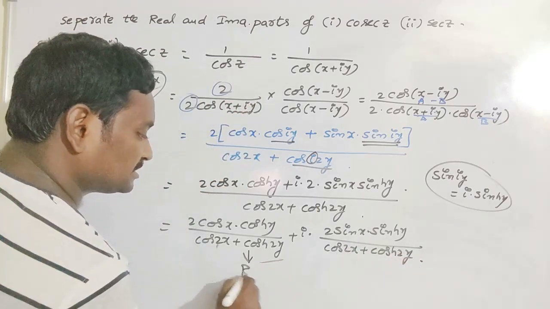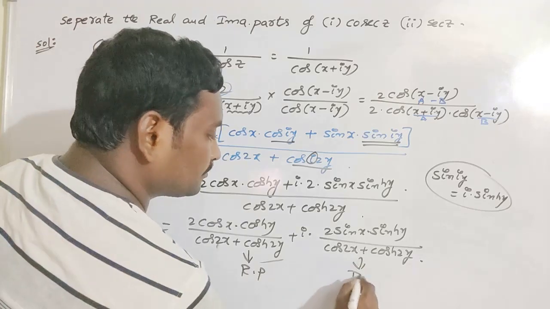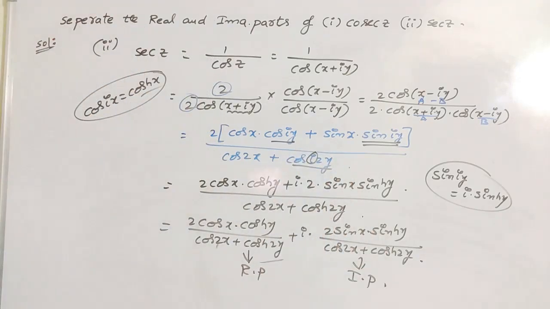So this is the real part and this is the imaginary part. In this way, by using trigonometric relations, we can easily find out the real part and imaginary part in the given complex trigonometric functions. In the next video, I will give the examples on hyperbolic functions.